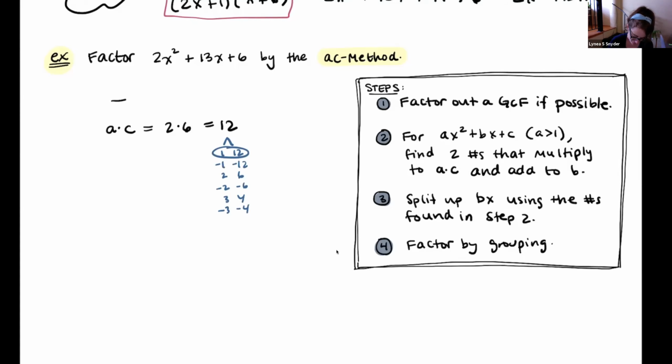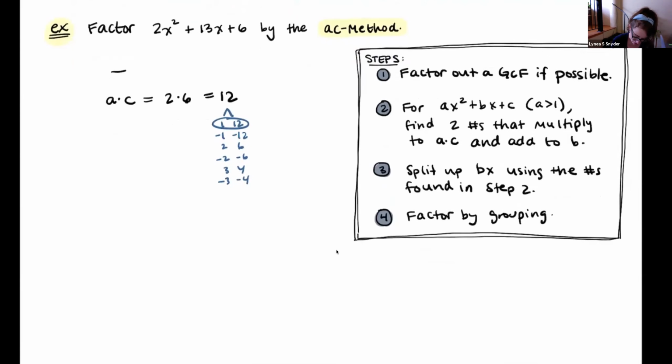Now step 3 is to take the middle term, the bx term, so the 13x, and split it up using the numbers we found in step 2, so 1 and 12. You're going to split up the 13x into 1x plus 12x. And then the 2x squared and the 6 just stay. Maybe I should make my arrows clearer here. So 13x is the same as 1x plus 12x.